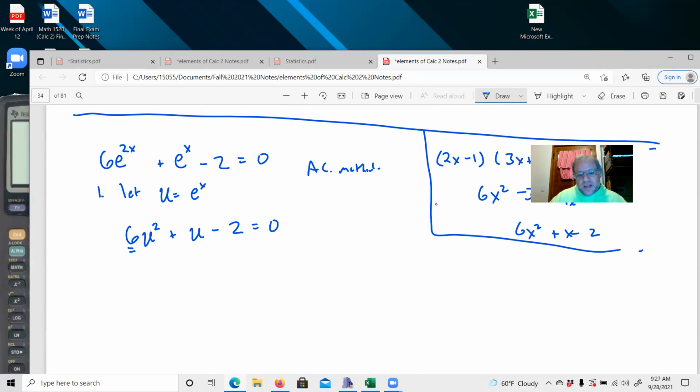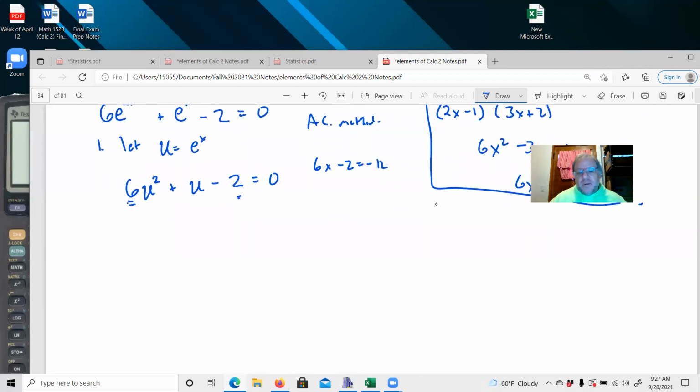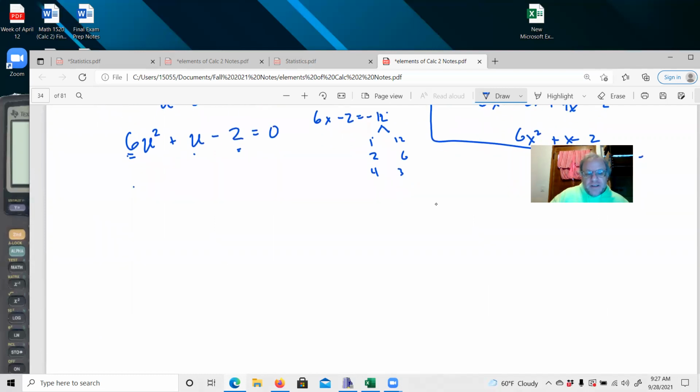Then for the AC method, you multiply the a and the c together. So 6 times negative 2 is negative 12. And then we have to come up with two numbers that multiply to negative 12, but add up to 1. So what are the factors of 12? We have 1 and 12. Well, that doesn't add up to 1. And 2 and 6, that doesn't add up to 1. And 4, and, hey, look at that, 4 and 3. So we're going to have 6u squared minus 3u plus 4u minus 2. Did it matter what order you put them in?